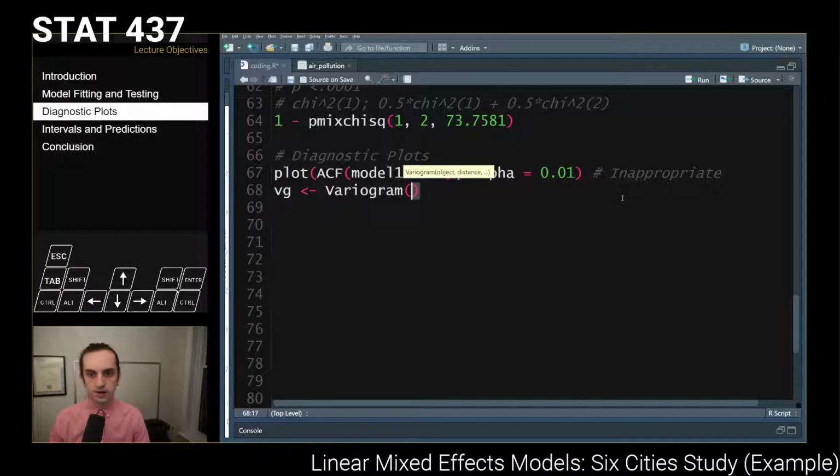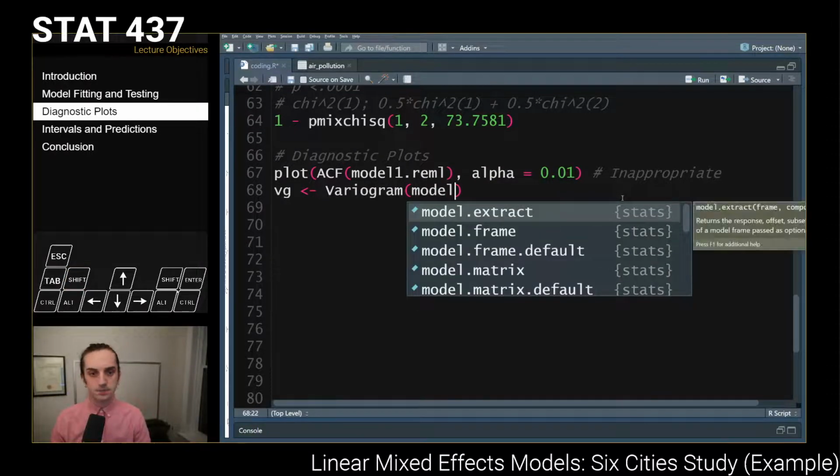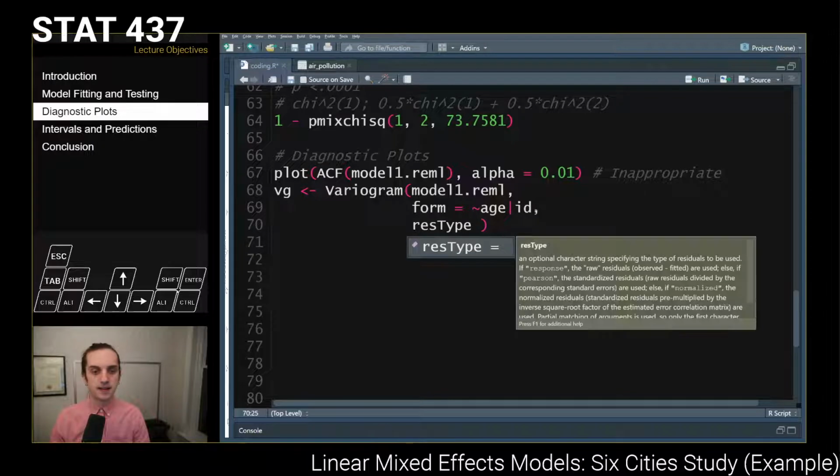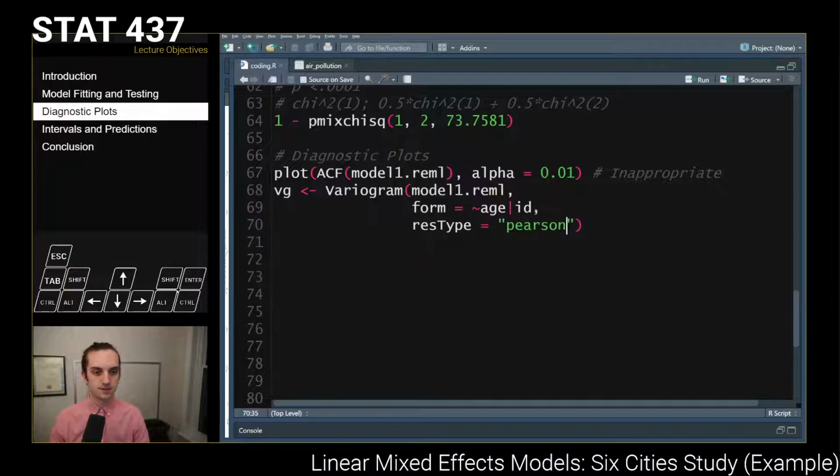So we can call variogram. We pass in the model object that we fit. We also pass in the form of it. And so this is going to be whatever form we specified for our random effects here. And then we also want to specify the resType, which in this case we'll want to be Pearson. So this is just what form of the residuals we are looking at. And we're always looking at Pearson residuals in this course. So we can run that, and that's going to create an object here.